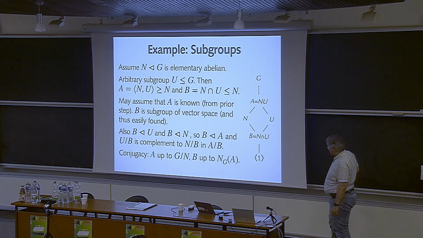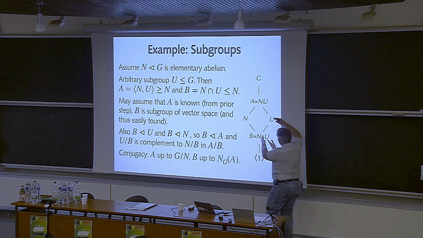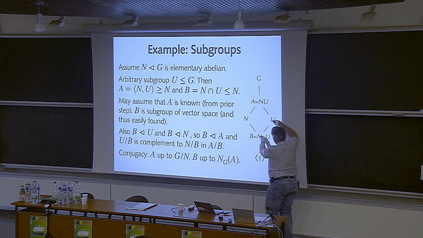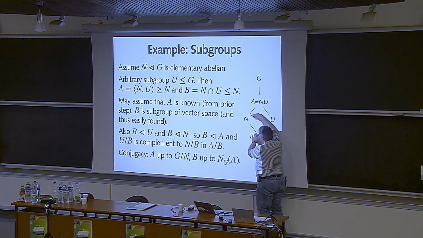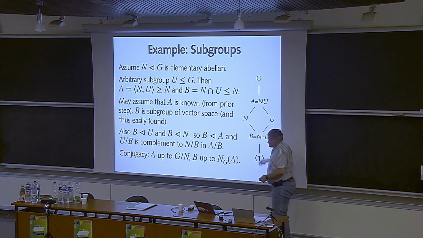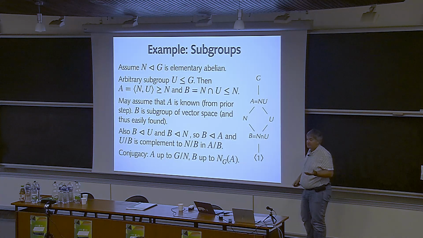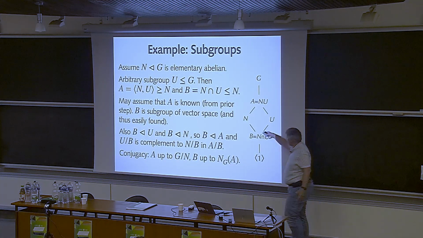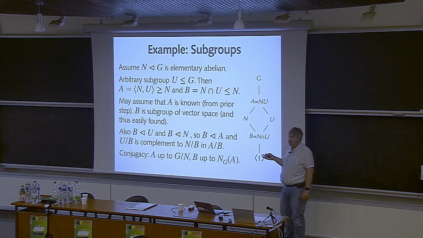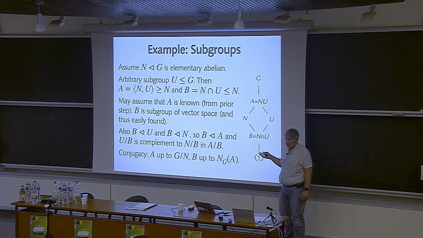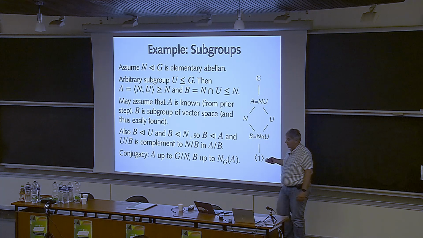B is also normal in n, because n is abelian, so B is normal in the group generated by both, which is A. That means U modulo B is a complement to n modulo B in A modulo B. And this is a vector space, so I have a complement to a normal subgroup, which is a vector space, and I can calculate this with one cohomology. Yeah, that's what we did this morning.